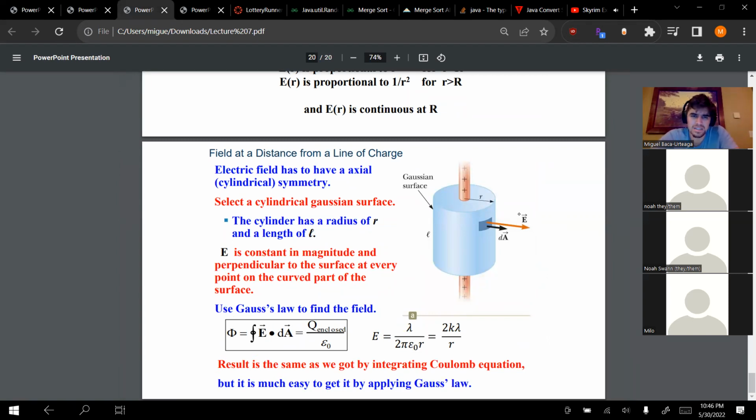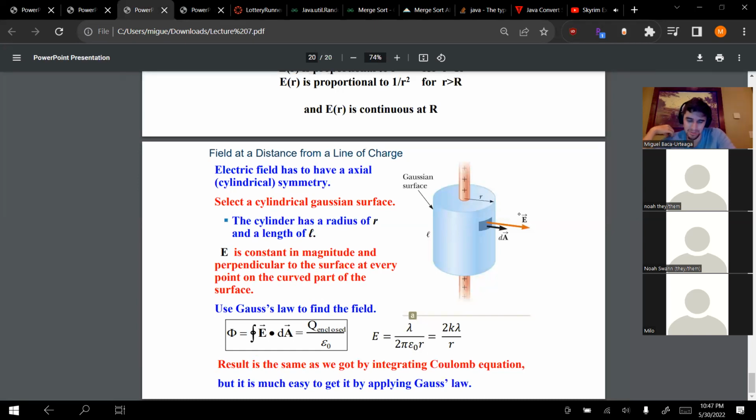So the electric field has an axial cylindrical symmetry. Select a cylindrical Gaussian surface. The cylinder has a radius of r and a length of L. Use a constant magnitude and perpendicular to the surface at every point on the curved part of the surface. E is constant in magnitude and perpendicular to the surface at every point. So the electric result is the same as we got by integrating Coulomb's equation, but it is much easier to get by applying Gauss's law.